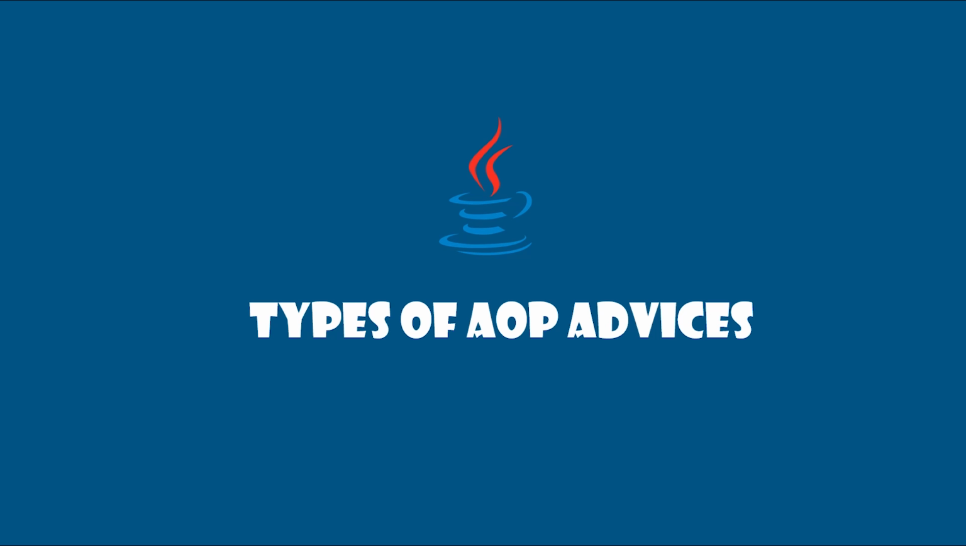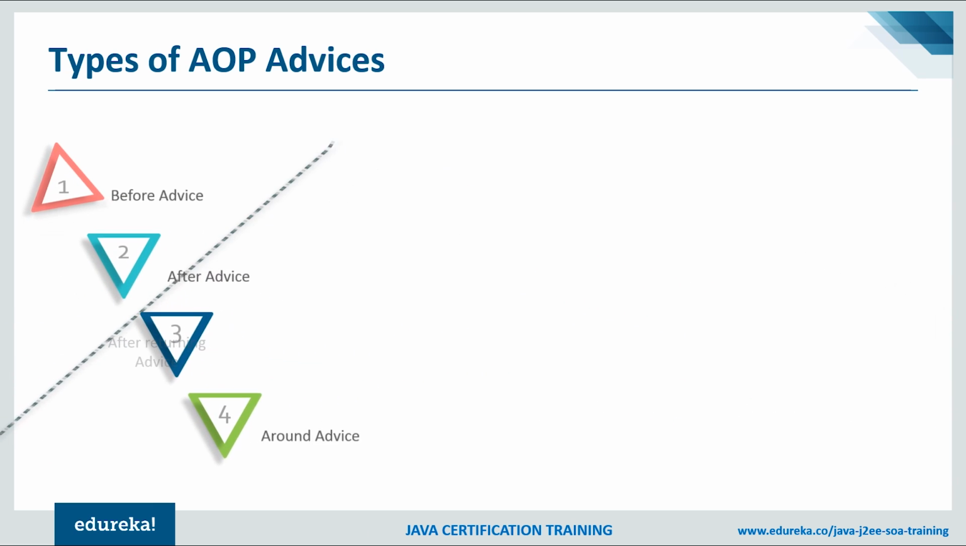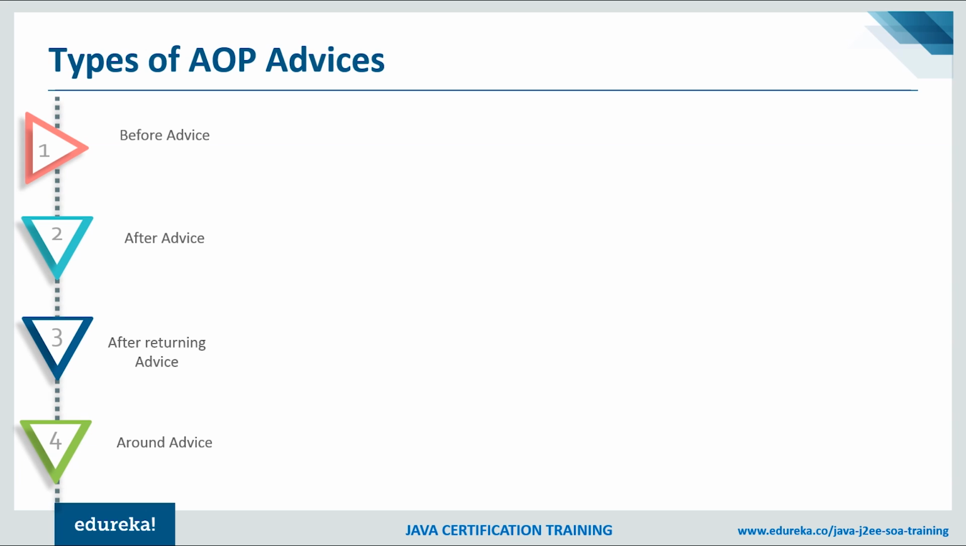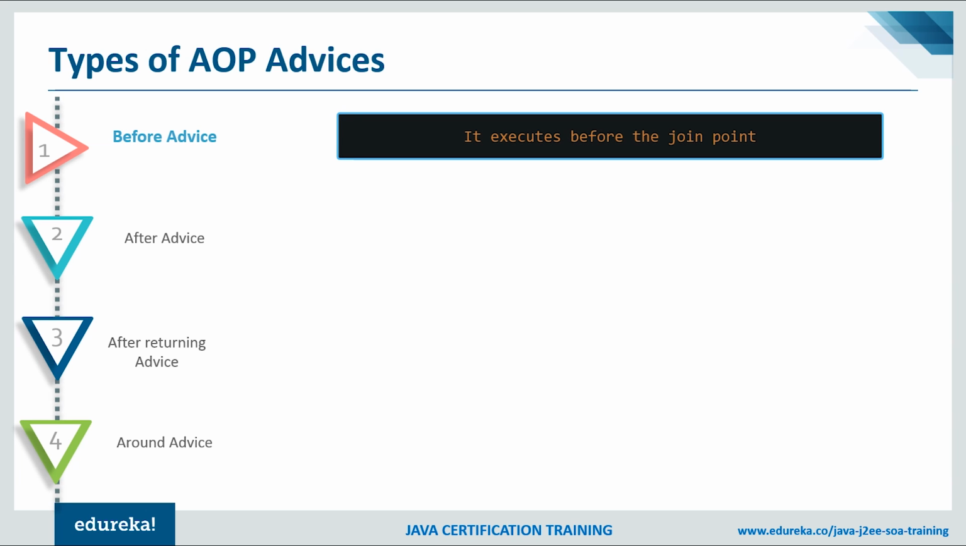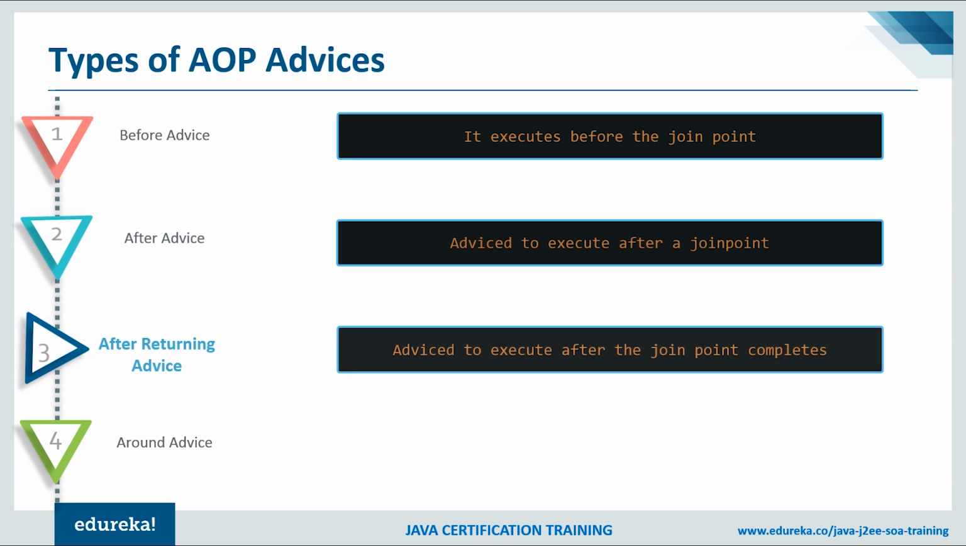Now we'll see different types of advices. That will be your before advice, after returning from the advice, and around the advice. As you already know, before advice means it executes before the join point, that is your method. And next, after advice, it is advised to execute after the join point methods. And next will be your after returning from the advice, that is it executes after the join point completes.